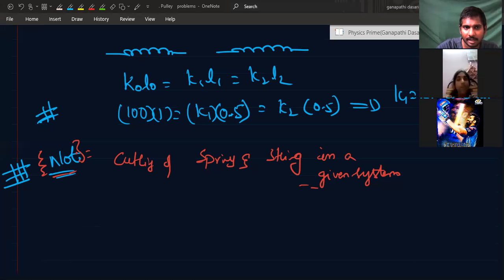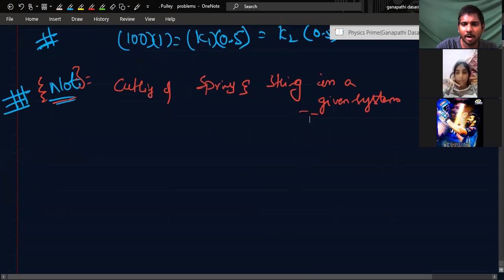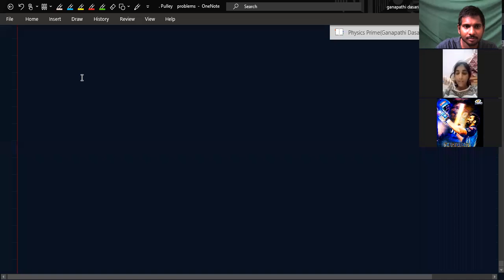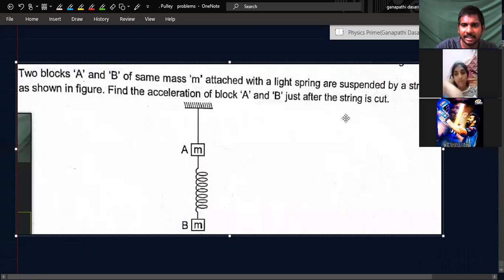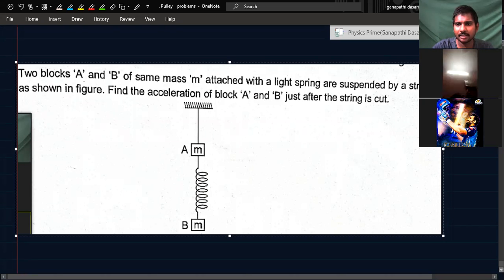Shall I explain this note point with a question? This has been asked two or three times in previous year questions. In BITSAT they might definitely ask you, and NEET also asked it in 2017. A similar question, not the same question. Important concept.